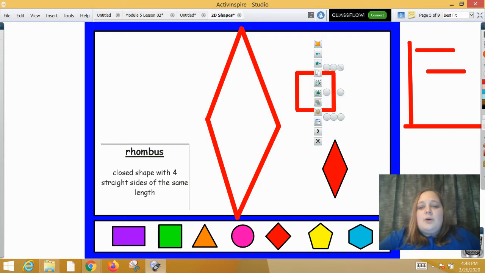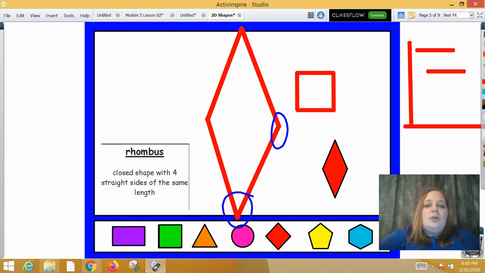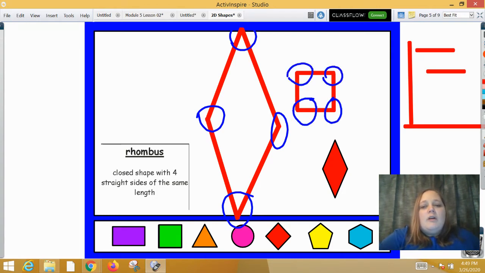This one also has 4 straight sides with the same length. So these are called rhombuses. So here is my rhombus and here is my rhombus. Now let's check our corners. Let's see, do we have 4 corners in a rhombus? 1 corner, 2 corners, 3 corners, 4 corners. I got it, 4 corners. Let's try this one. 1 corner, 2 corners, 3 corners, 4 corners.